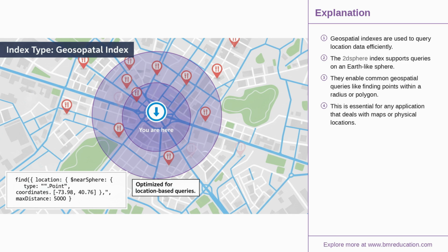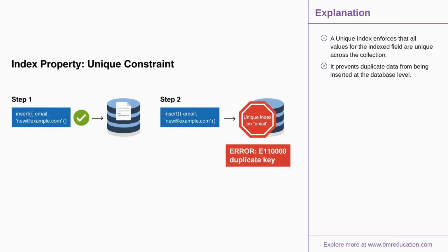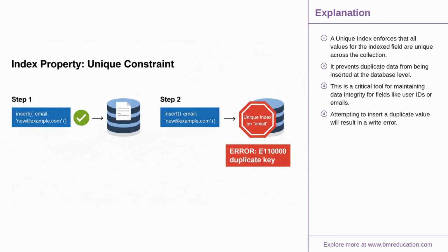This is the backbone of any geospatial feature. Beyond performance, indexes can also enforce data integrity. A unique index guarantees that no two documents in a collection will have the same value for the indexed field. This is perfect for fields like username or email, where duplicates must be prevented at the database level. If you try to insert a document with a duplicate value, MongoDB will reject the write operation with an error.